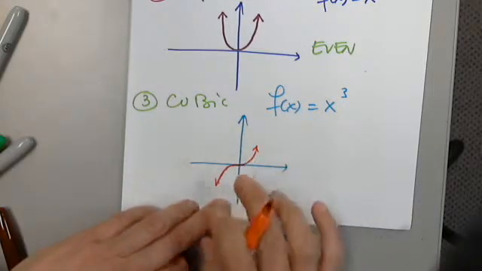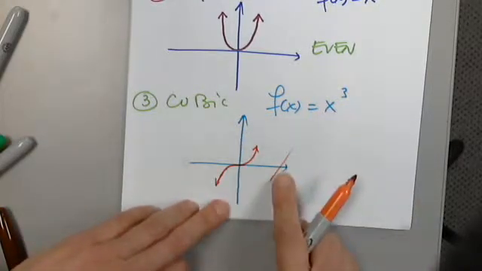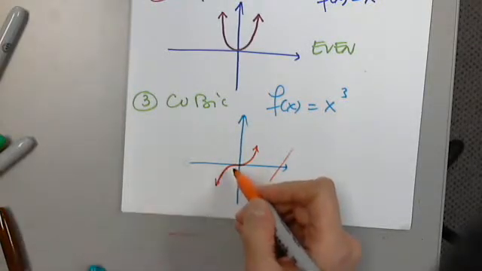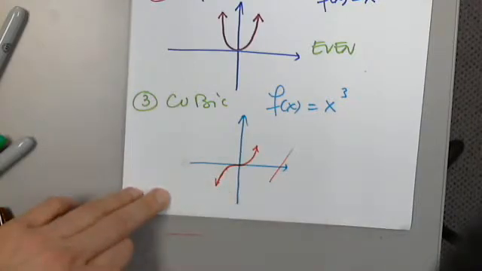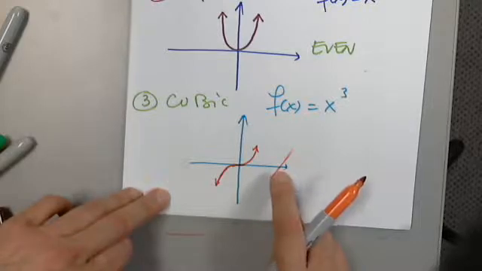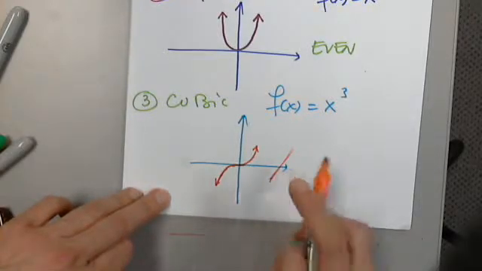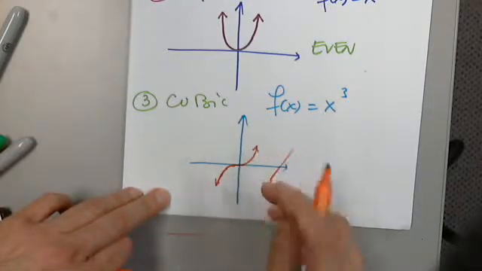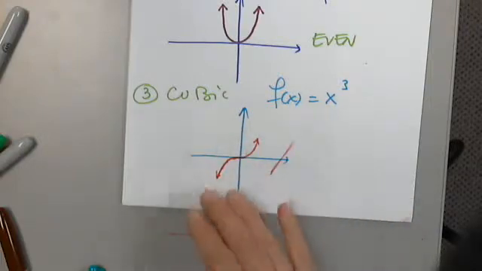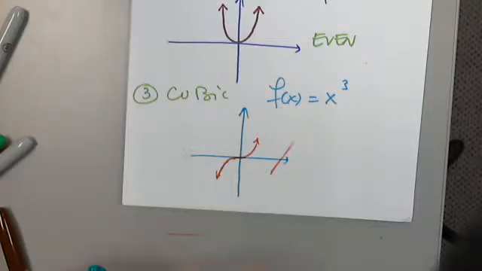Notice that it does not cross the x-axis like this. It crosses the x-axis in one point, but it reaches that point very slowly, not fast. This is fast. It reaches it very slowly. Okay, when did we see this function? When we talked about odd functions. So is it odd, even, or none of the above?